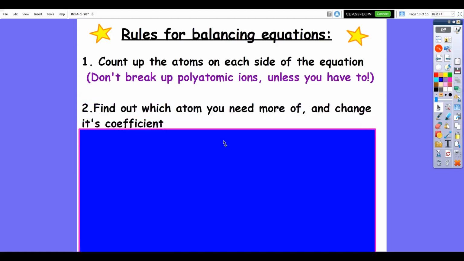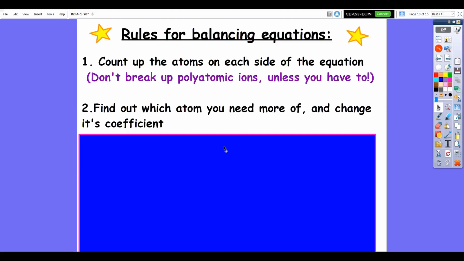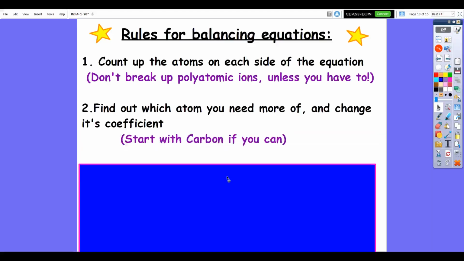Next, find out which atom you need more of and change its coefficient. So we saw that we needed more oxygen. We had equal amounts of hydrogen on either side, but it was the oxygen we needed more of. So we changed the coefficient of that water molecule. Now my sub-rule here is, if you have a lot of different elements that you need to balance, sometimes you only need to balance 1 to begin with. Sometimes there are multiple atoms that are not balanced. Start with carbon. If you get a choice, balance your carbon first and then balance your other atoms, your other elements.